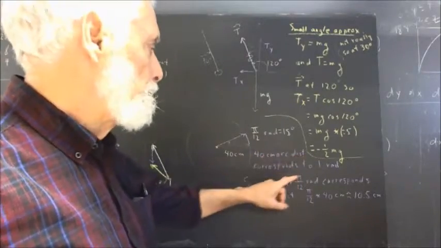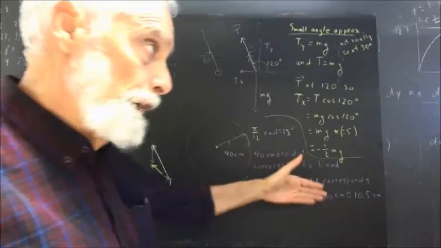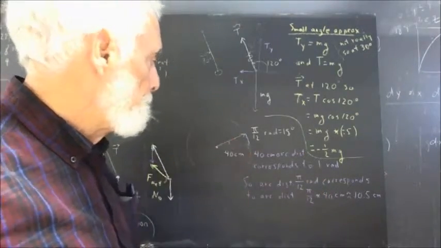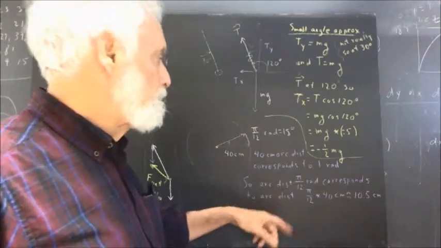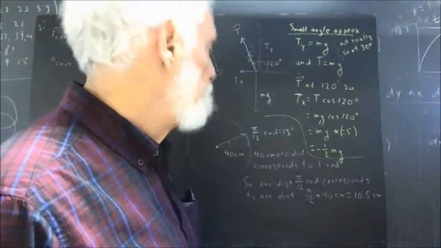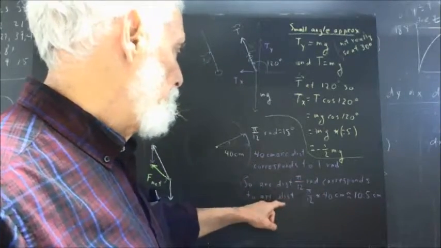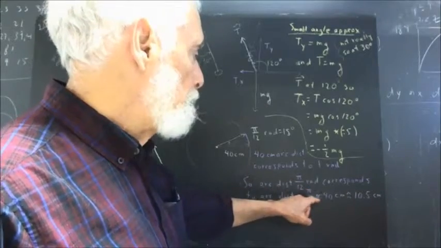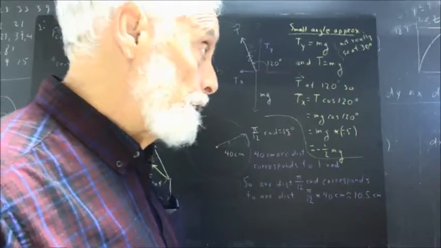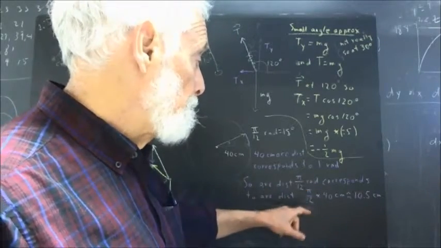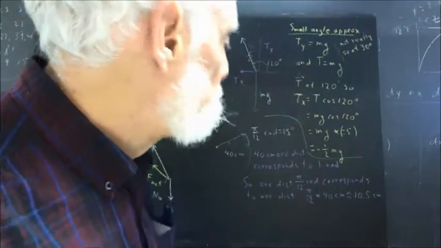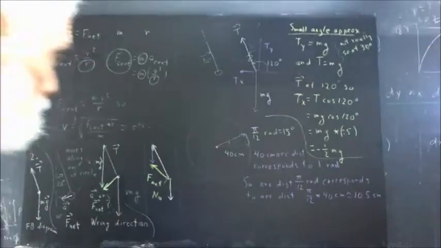A 40 centimeter arc distance corresponds to 1 radian. That's the definition of a radian. A radian is the angle such that the arc is equal to the radius. So our arc distance is pi over 12. Well, the arc distance of a pi over 12 radian angle corresponds to an arc distance of pi over 12 multiplied by 40 centimeters. Since a radian corresponds to 40 centimeters of arc distance, pi over 12 radians corresponds to pi over 12 times 40 centimeters of arc distance. And that's approximately 10.5 centimeters.